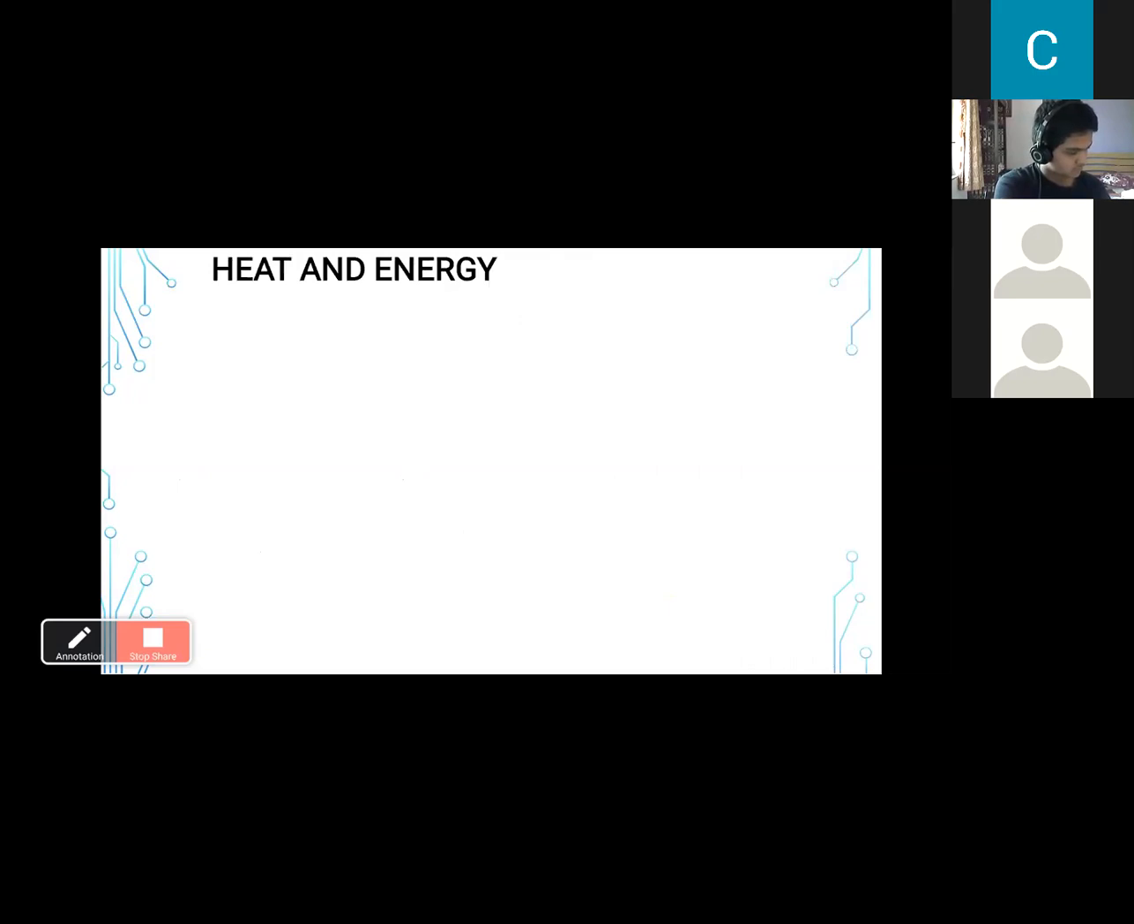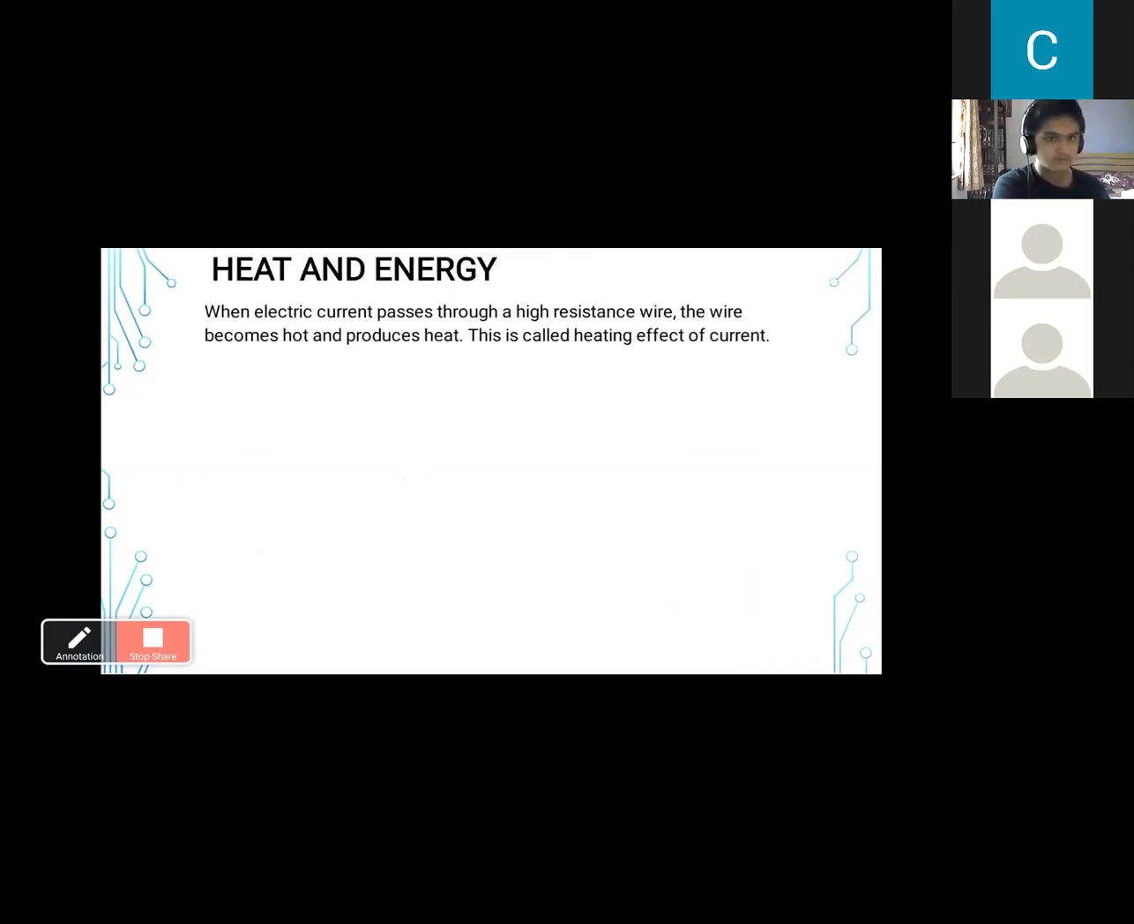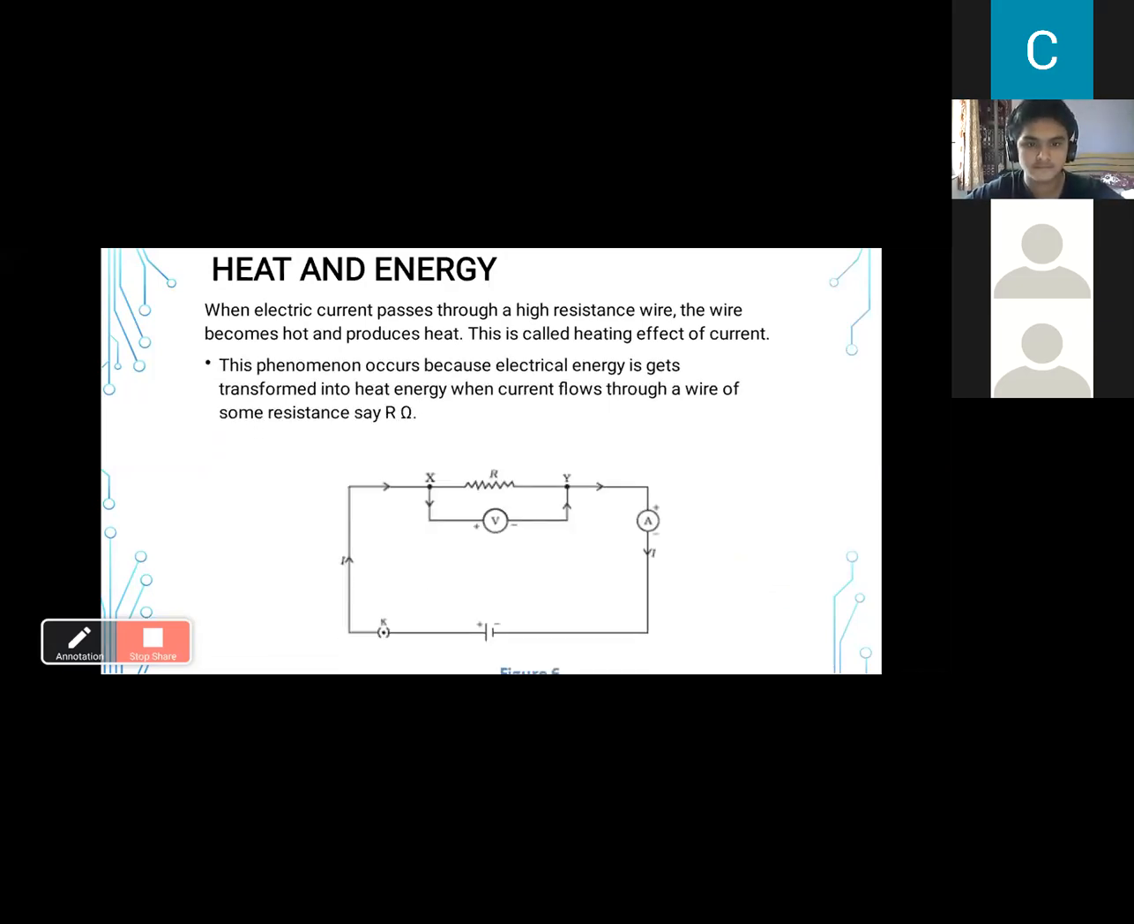Now coming to the next one, heat and energy. As you have already learned, whenever there is current, heat energy is produced. So we are now going to derive the formula of Joule's law of heating. We have taken a circuit with a resistance, voltmeter, ammeter, a battery and a switch. It works on the phenomenon that electric energy gets converted into heat energy when current flows through the resistance.